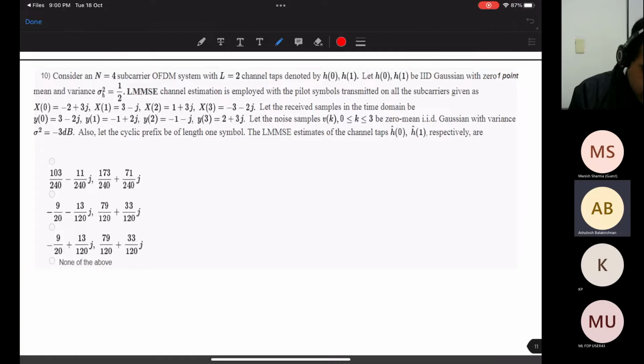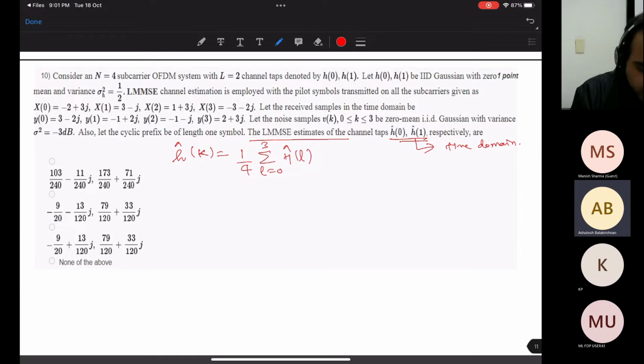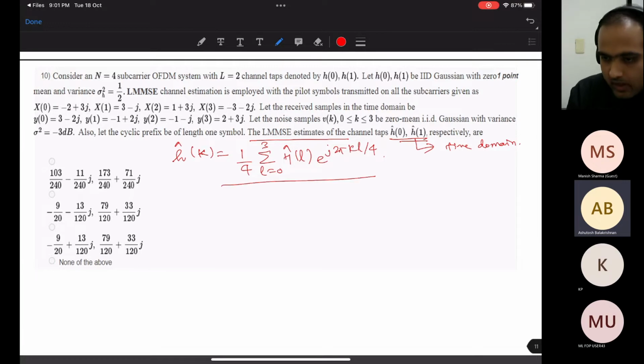Final question. So we need to find the LMMSE estimate. Now they have asked for the time domain samples. The previous was for the frequency domain symbols, and this is for the time domain symbols. So now you need to again use the Fourier transform. You need to find h hat k, which is again 1 by 4 summation L is 0 to 3 h hat of L e to the power j 2 pi kL by 4. So you need to use the IDFT.